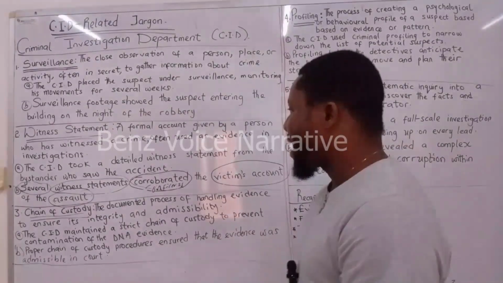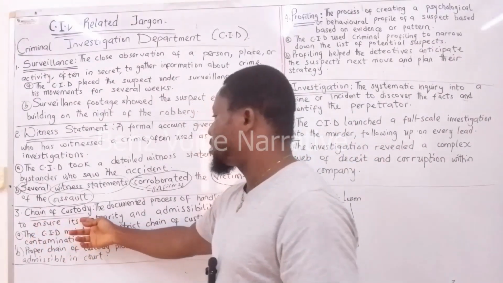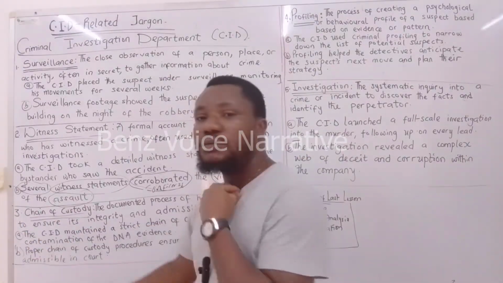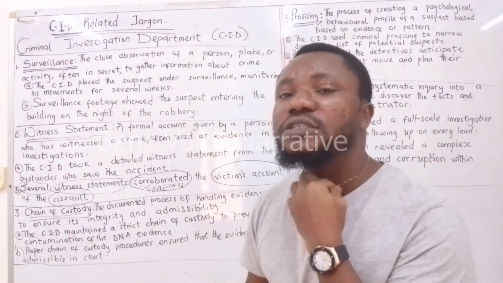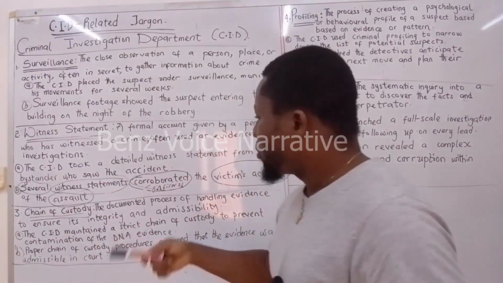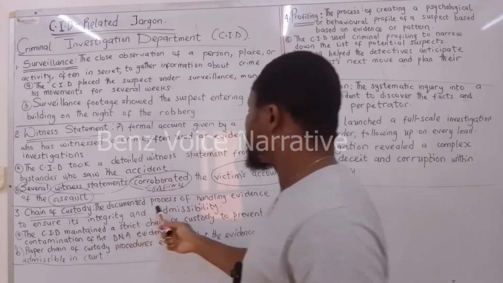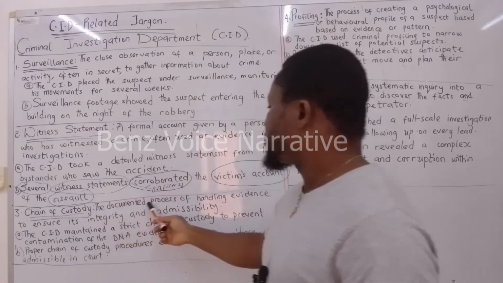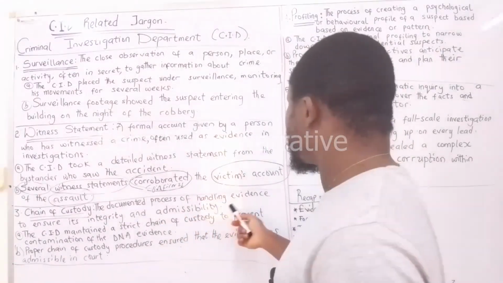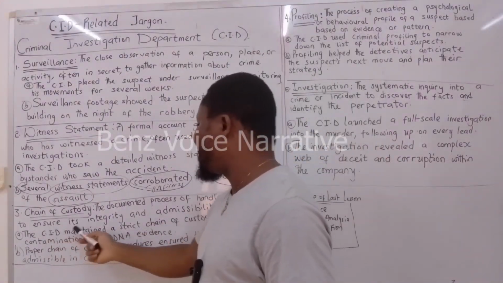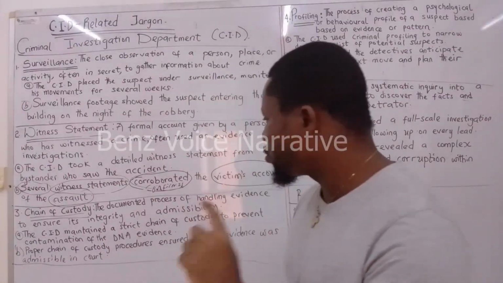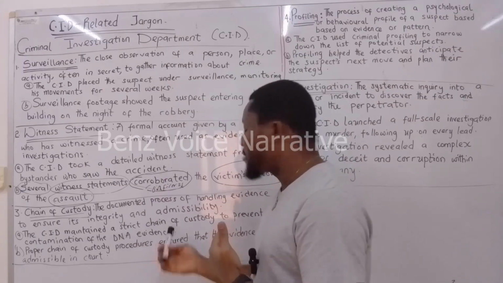So number three, we have chain of custody. Now, what does this mean? This is a documented process. The documented process of handling evidence to ensure its integrity and admissibility.